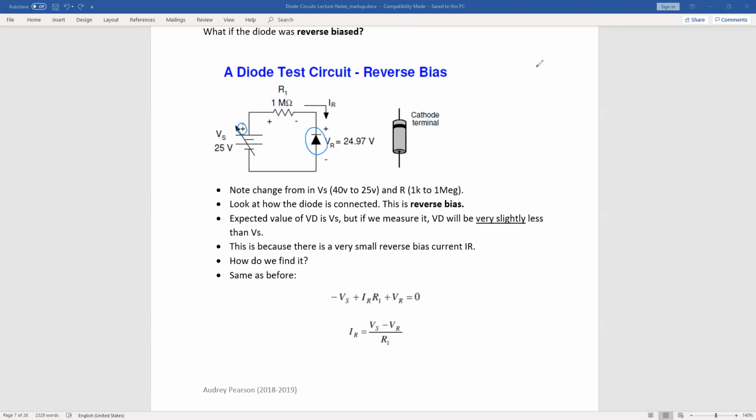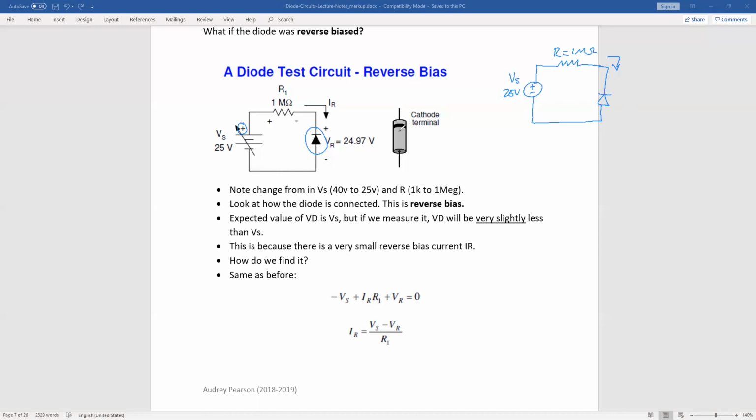So if we draw this circuit off to the side and say that it's now a fixed voltage source at Vs equal to 25 volts, we have a resistor R, and this value has changed. It's now 1 megohm. So that's a much larger resistance than 1 kiloohm. Ohm symbol. So we have our diode in reverse bias. Current's going to try to flow through in this direction.